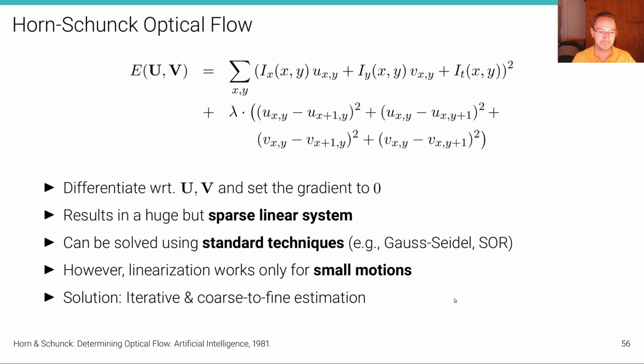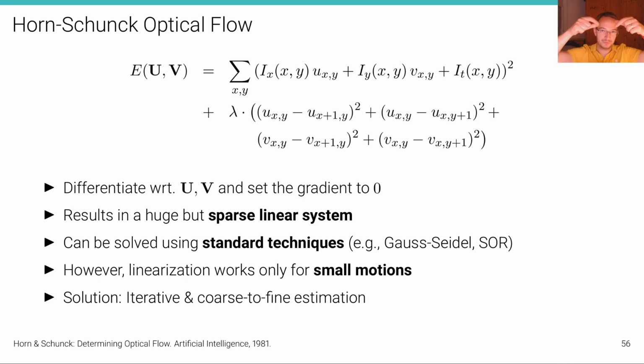And the other trick, so this is not overcoming, of course, the entire problem with non-convexity. The other heuristic that's often adopted is a coarse-to-fine estimation strategy, where the images are downsampled into an image pyramid.